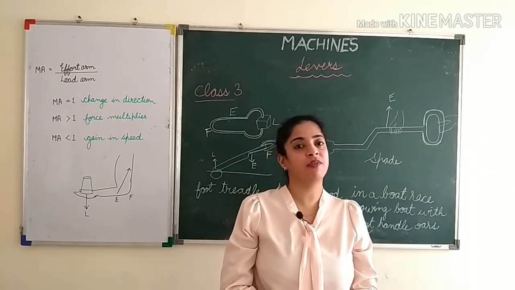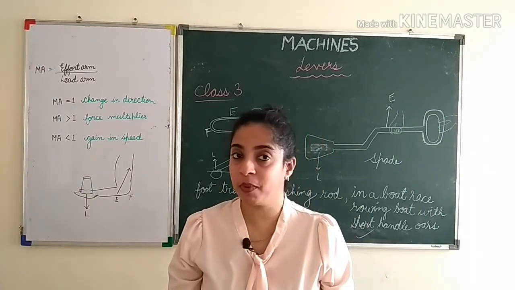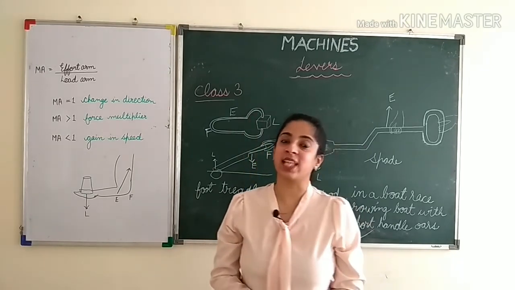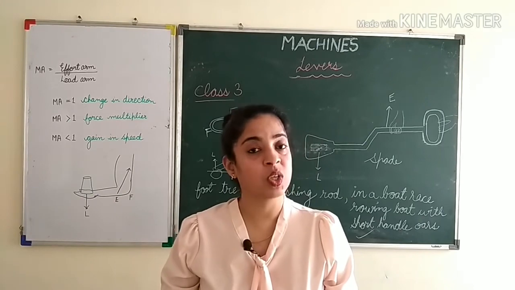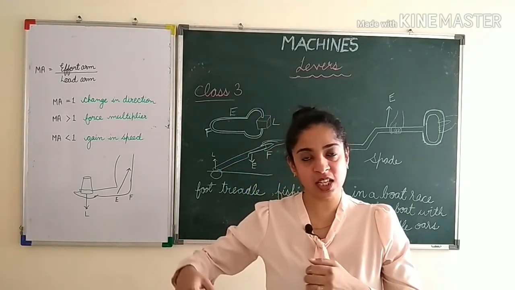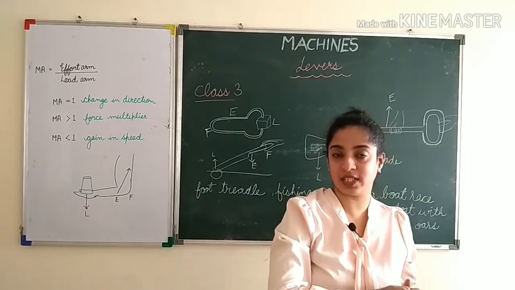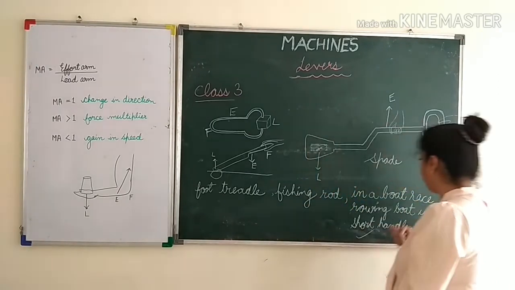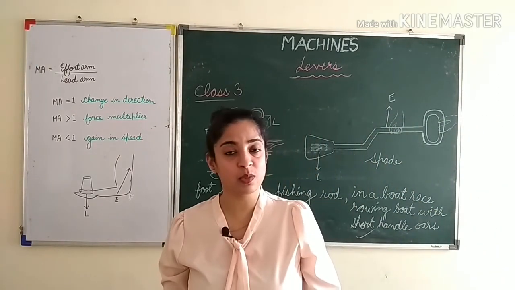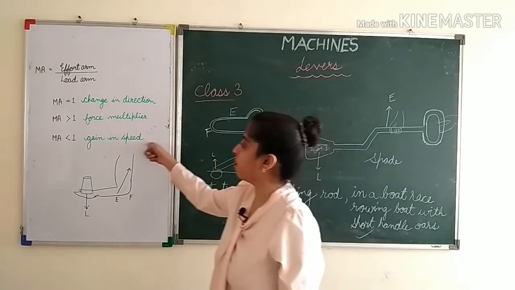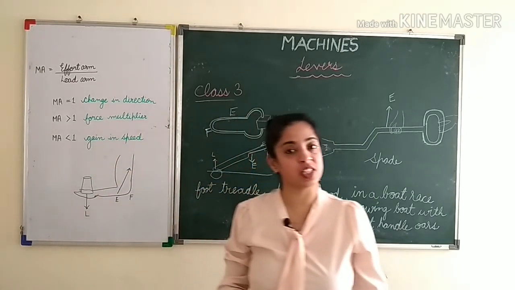If you remember, I have told you that in class 1 type of levers, we give the example of a person rowing a boat with long handle oar. So in that case, the fulcrum is in between and he does it from inside. But in case of boat race, when they want a lot of gain in speed, okay, so gain in speed is when mechanical advantage is less than 1.